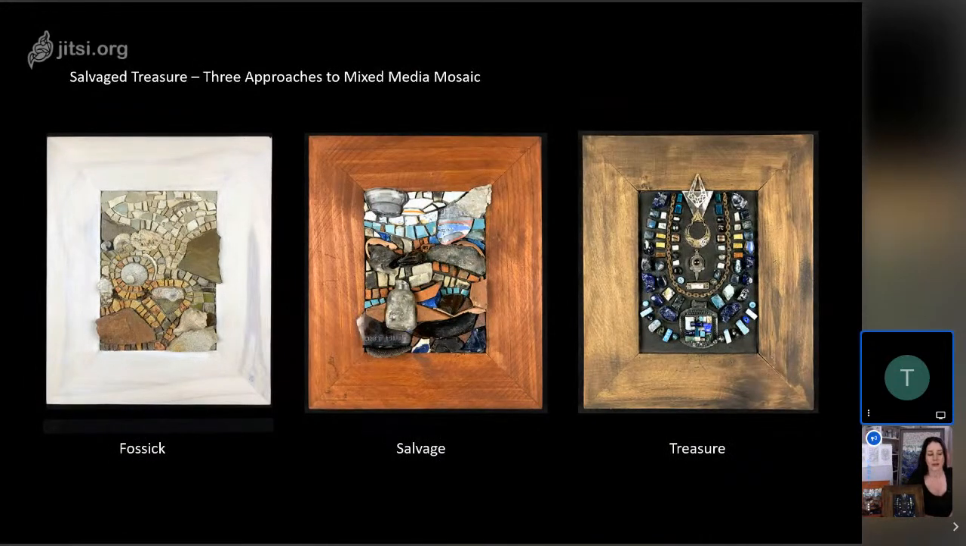So instead of saying, okay, we're going to do it one way, I'm demonstrating three different ways that you could access mixed media. And I've set up three different themes that you as students could pick up on and take in your own direction. The first theme is Forage, to find and gather. The second theme is Salvage, and the third theme is Treasure.